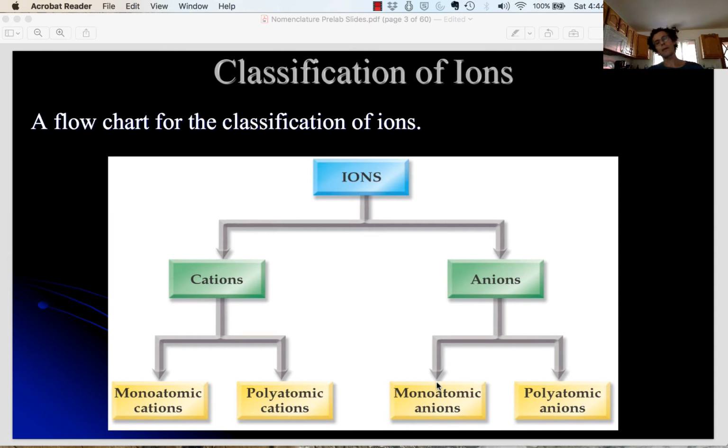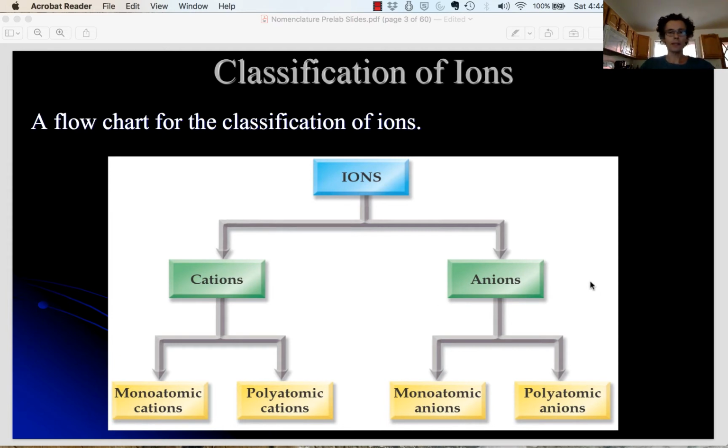But first, let's talk about ions. When you have to name acids or ionic compounds, you're going to be dealing with ions, and so it's important to get some of the nomenclature for ions down. Ions are charged particles that form when you either gain or lose electrons. If you lose electrons as an element, you form a positive ion called a cation. If you gain electrons, you become an anion.